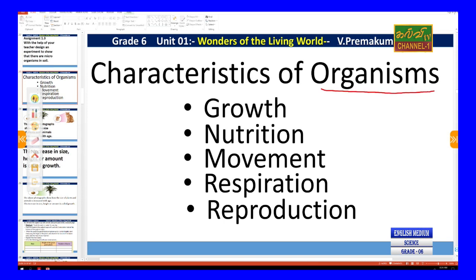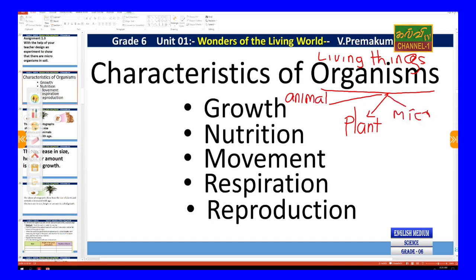Organisms are living things. The organism is a living thing, and living things can be divided into plant, animal, and microorganism, right?